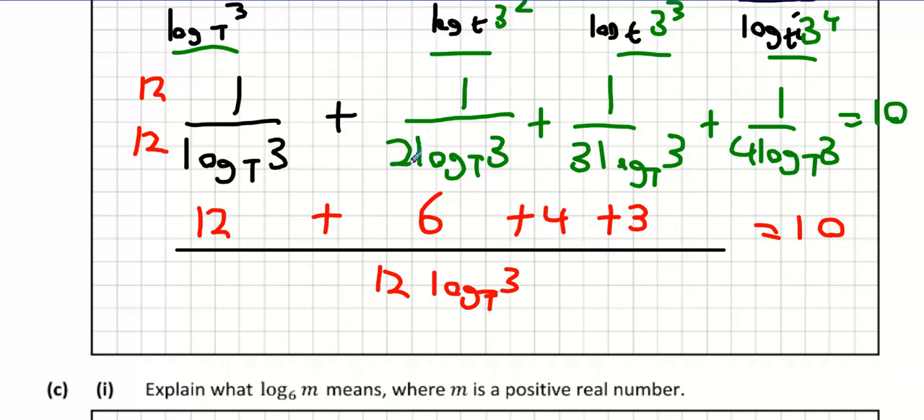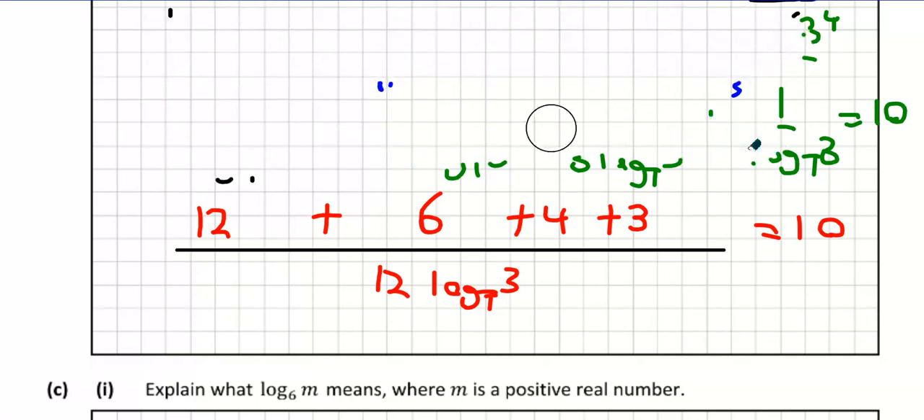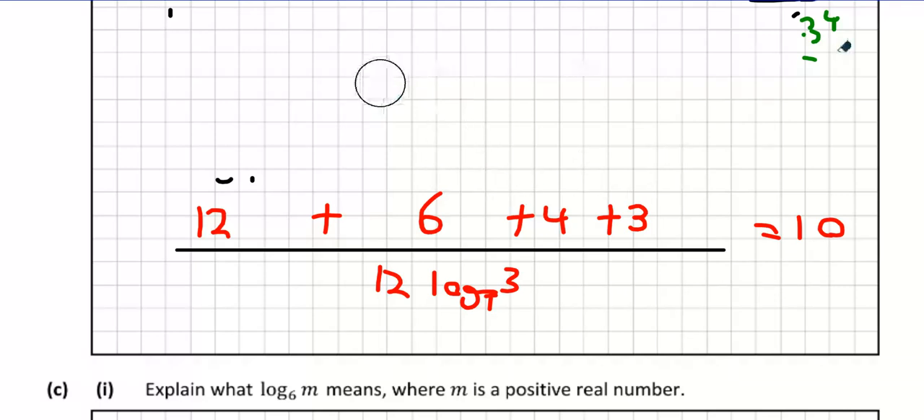Okay, so I'm turning everything into a 12 on the bottom. I'll multiply top and bottom by 6, top and bottom by 4, top and bottom by 3. That gives them all a common denominator of 12 log 3 base t. Whatever you do at the top, you have to do at the bottom. Now, what's 12 plus 6 plus 4 plus 3? Pretty sure it's 25, is it?